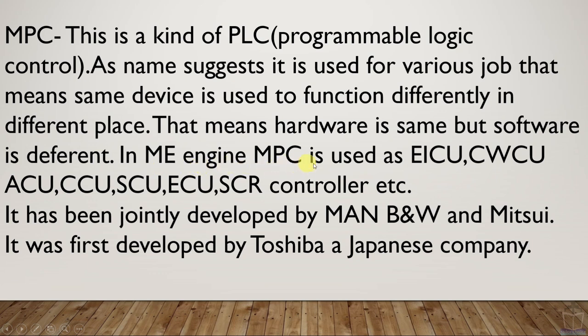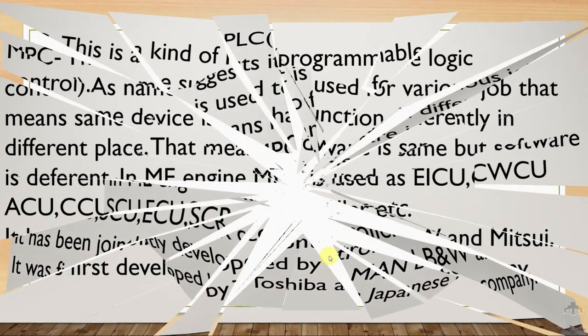In the ME engine, MPC is used as EICU, CWCU, ACU, CCU, SCU, ECU, SCR controller etc. It has been jointly developed by MAN, BMW and Mitsui. It was first developed by Toshiba, a Japanese company. So, we are now going to see an example of MPC.